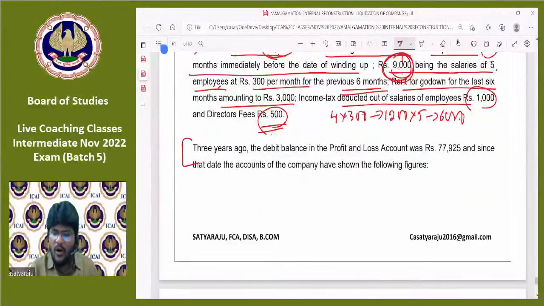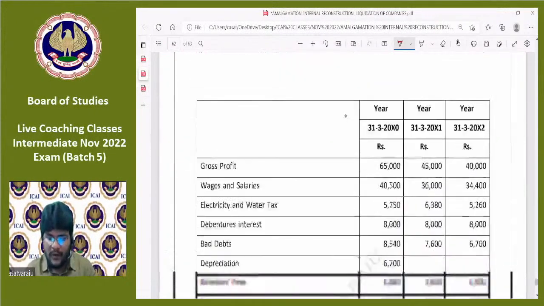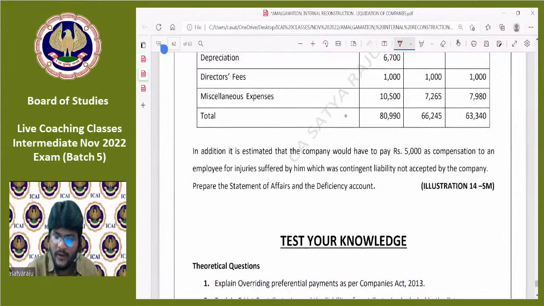3 years ago, all such information is not related to statement of affairs, guys. This is related to statement of deficiency. I have not yet explained it to you. Don't worry. Up to here, which is related to statement of deficiency, just wait.